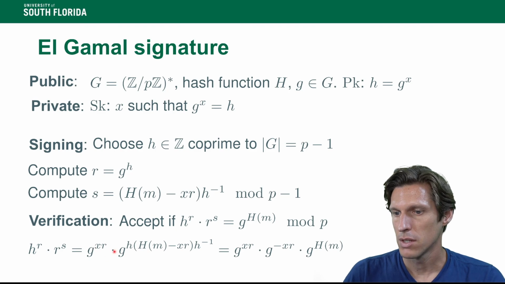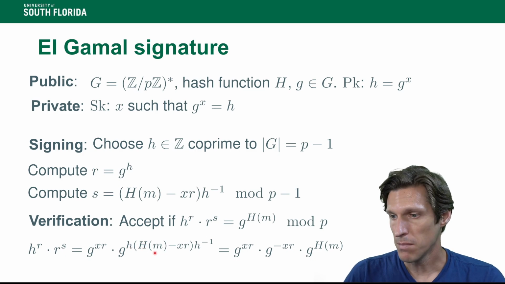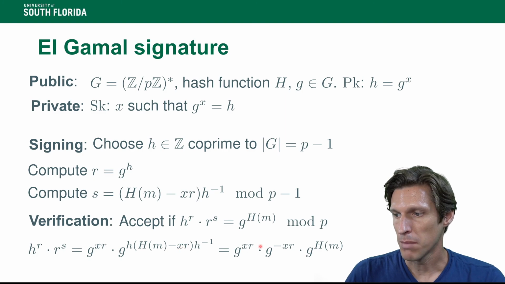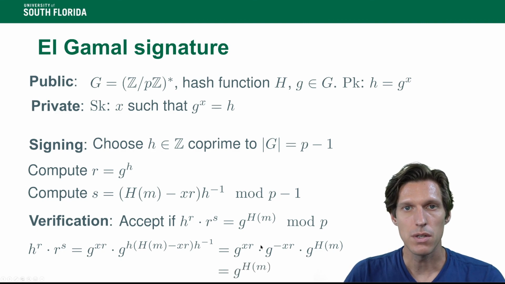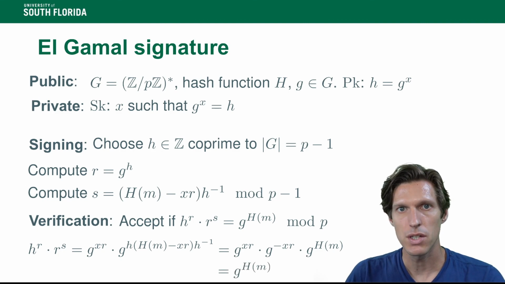So you have your g to the x, your k times k inverse, so that's the g to the h of m. And then k times k inverse, and so the minus xr here. These two will cancel each other, and you're left with just g to the h of m. So the El-Gamal signature scheme is correct.